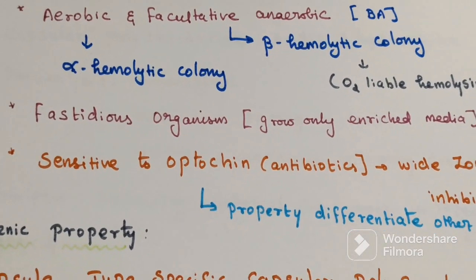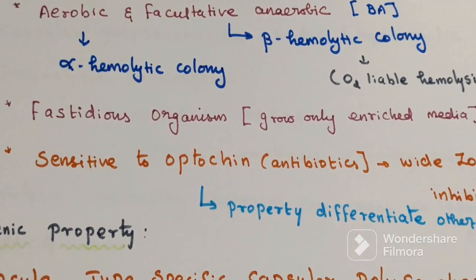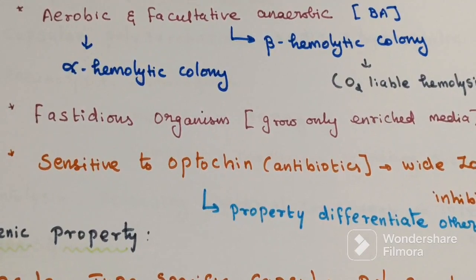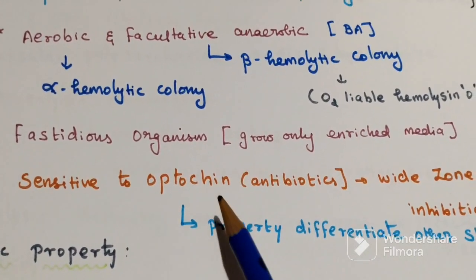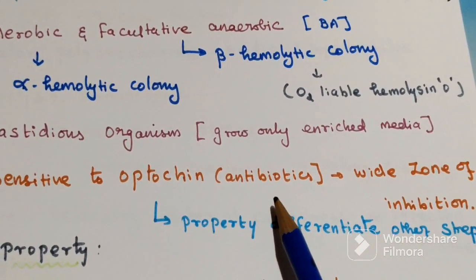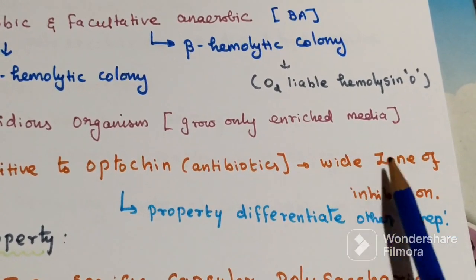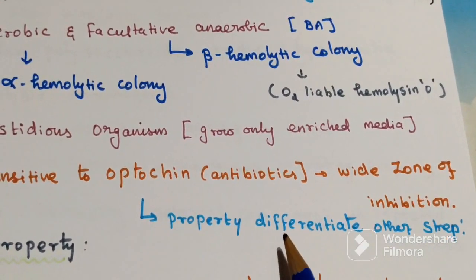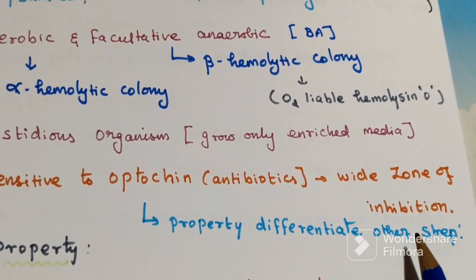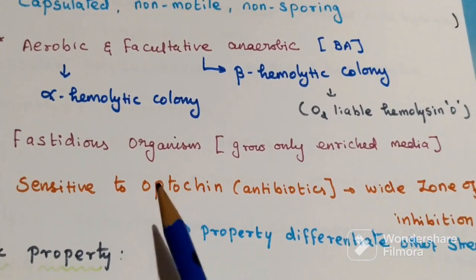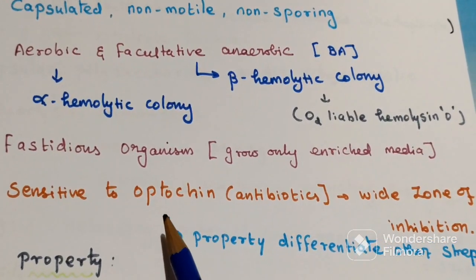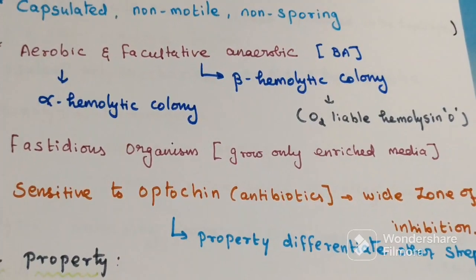Streptococcus pneumoniae is sensitive to optochin. Optochin is an antibiotic. They produce a wide zone of inhibition. This property differentiates them from other Streptococcus. So here the important point: this one is optochin sensitive.